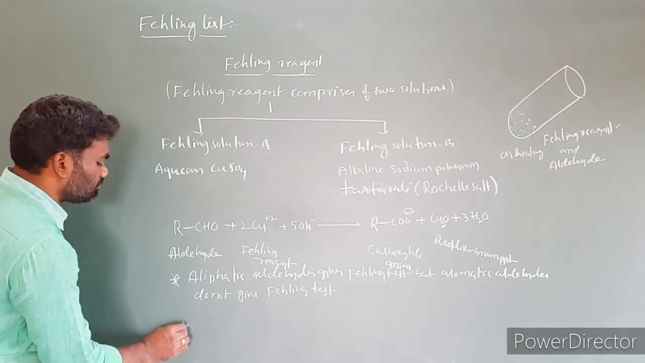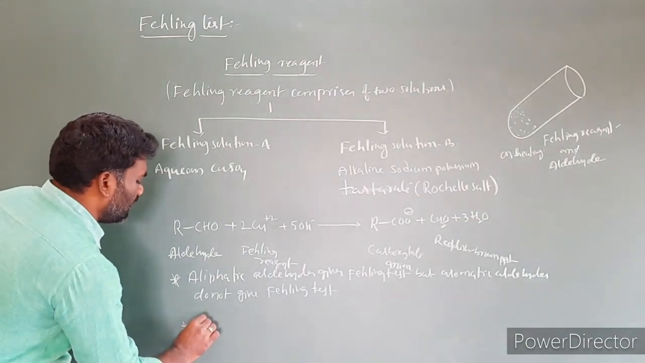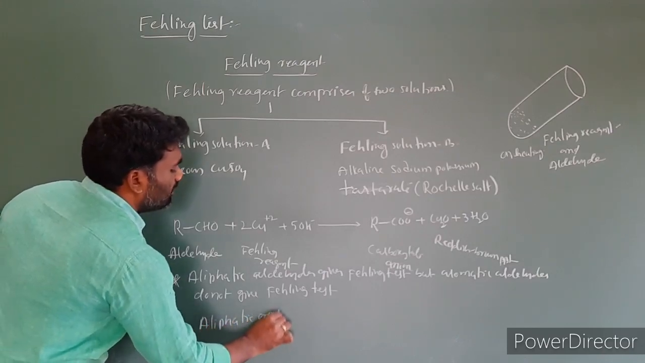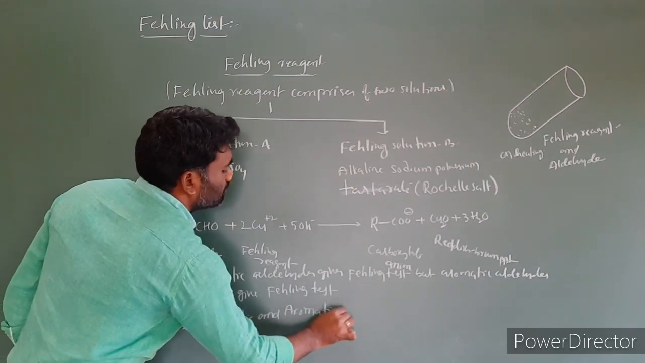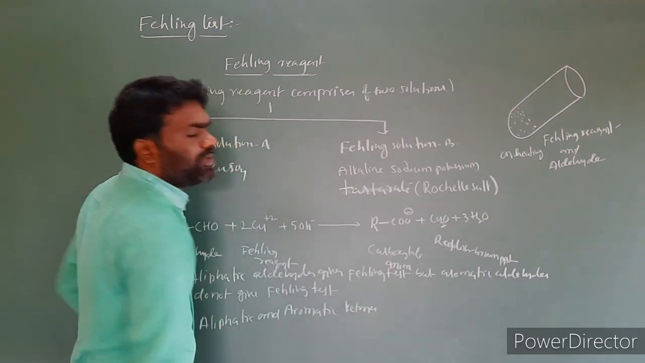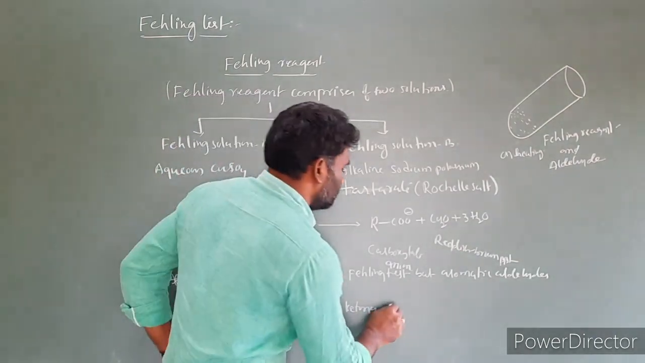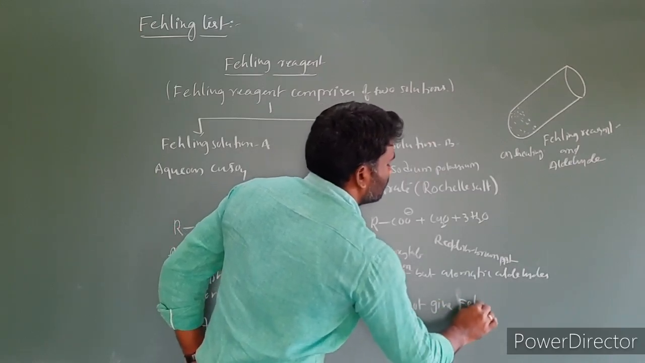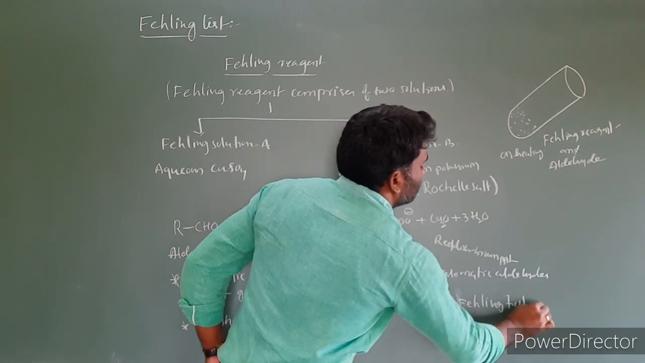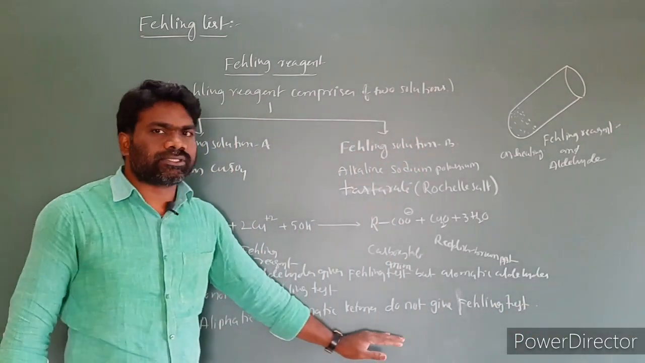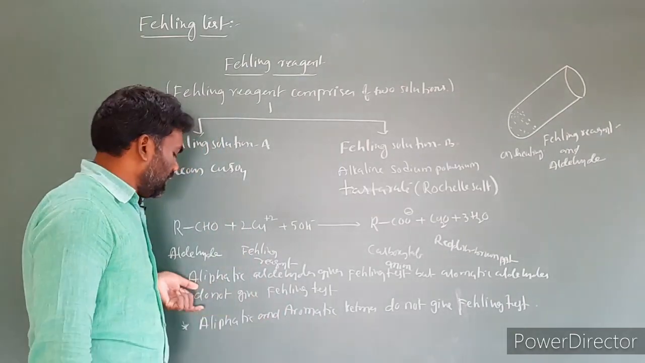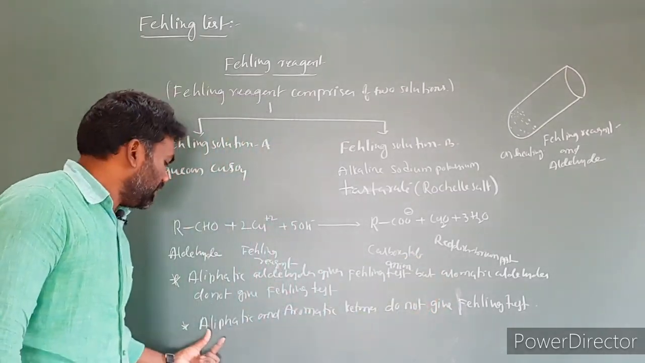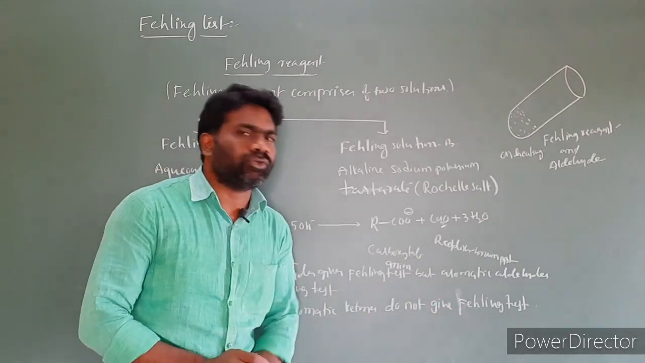Another important point is aliphatic and aromatic ketones. Aliphatic and aromatic ketones do not give Fehling's test. So based on this point, aliphatic aldehydes will give this test, but aromatic aldehydes do not give this test. Aromatic aldehydes and ketones, aliphatic as well as aromatic ketones, do not give this test.